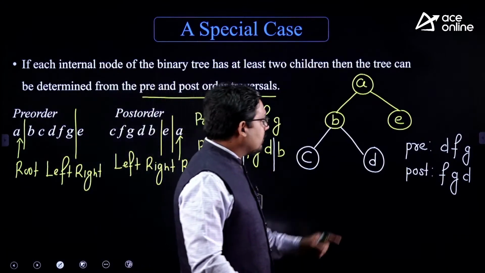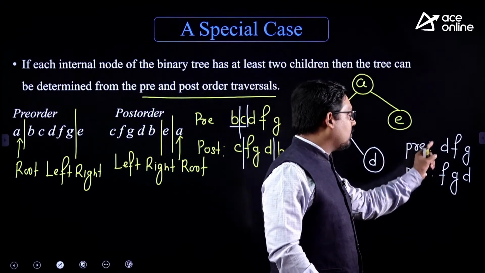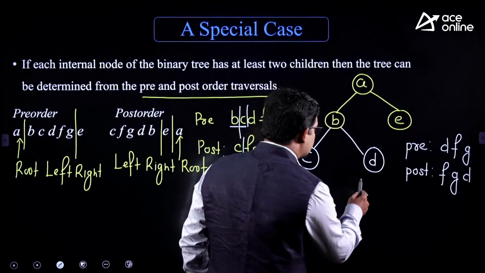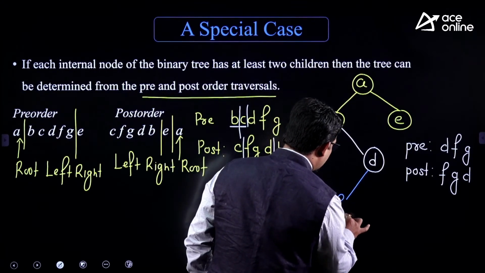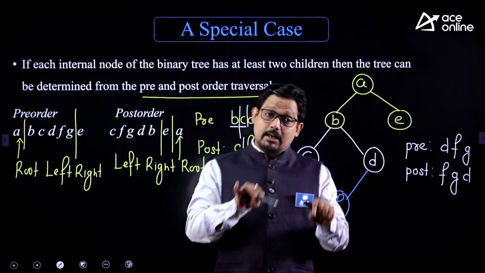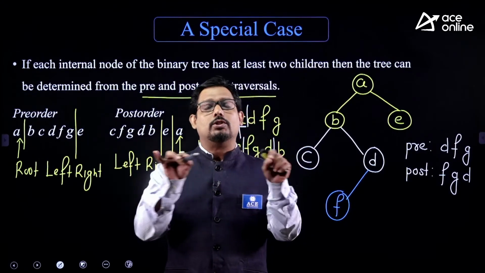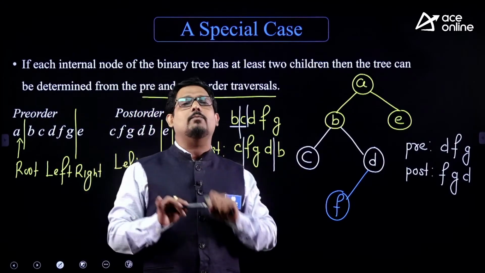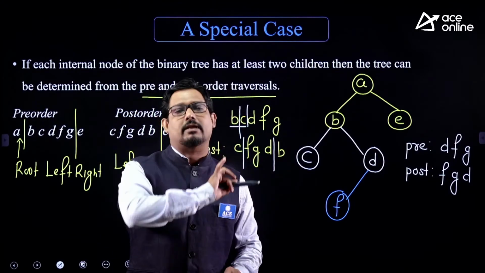Now, if you look at what the left child is, after the root you go to the left, which in this case is F. So F is on the left. It's an internal node, which means both children will be present, left and right both. That is the special case.